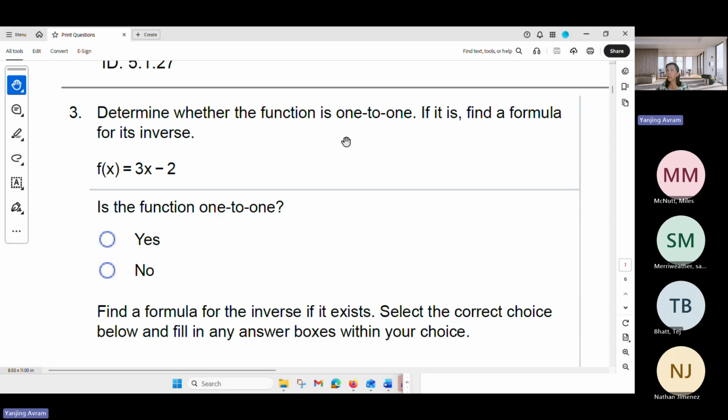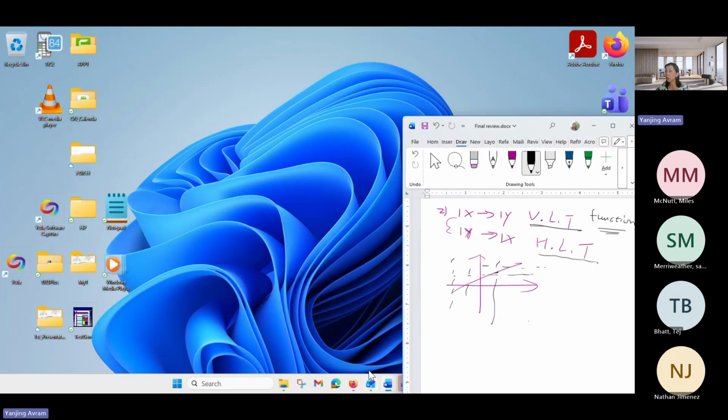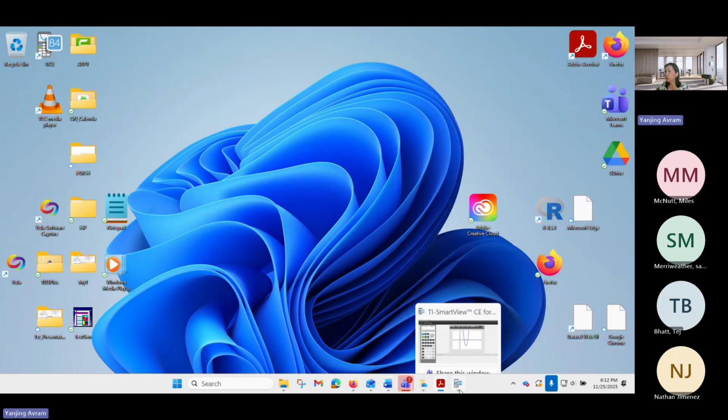Okay, number 3, is this a one-to-one? The answer will be yes, right? This one is a straight line. If you do not know this is a straight line, we can put it in a calculator. I just started a calculator. We can graph this one in the calculator, which will be easier.